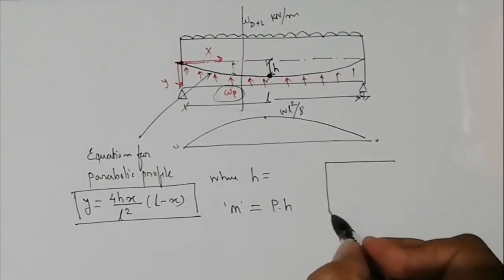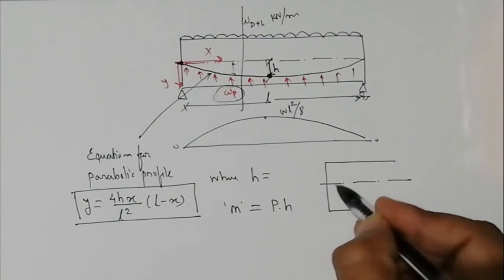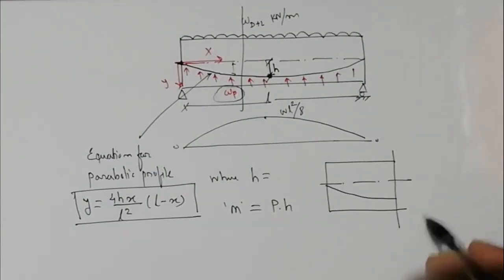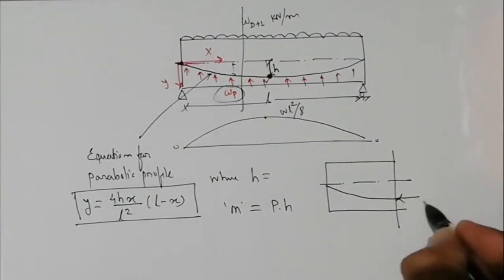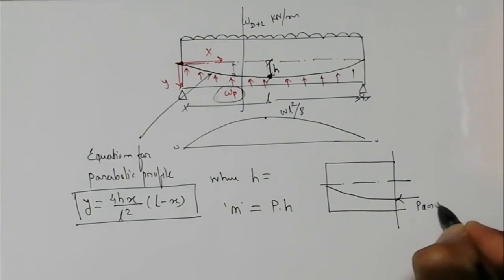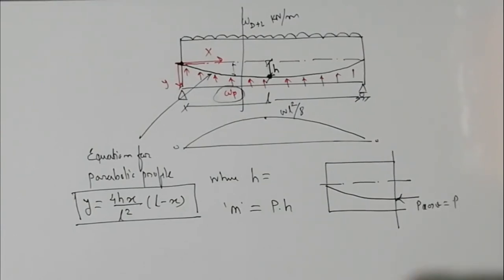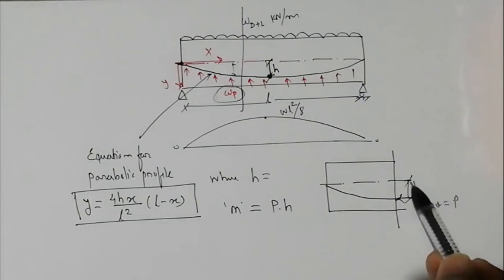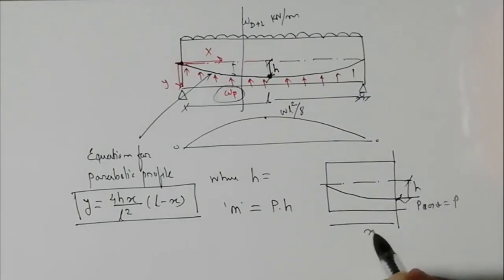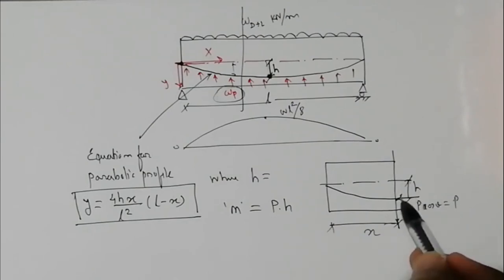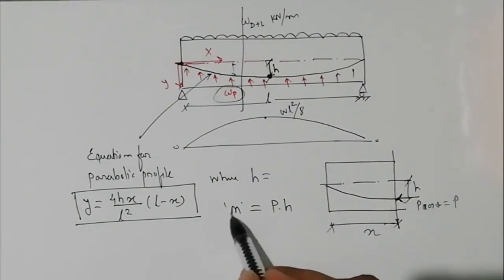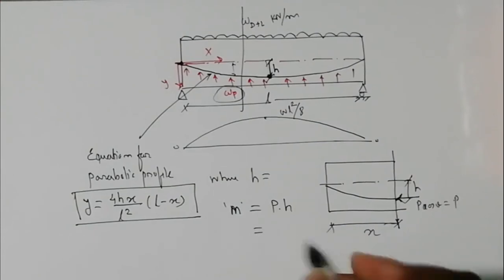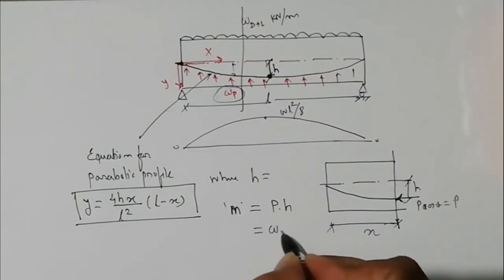This is the cross section where we are considering, so P cos theta is taken as P for a small value of theta, and this will be the H, or you can say eccentricity, or H at an instant X from left support. Correct. So the moment will be P into H, which should be equal to the external moment at the same cross section. But this in turn equals W L square by 8. Right.